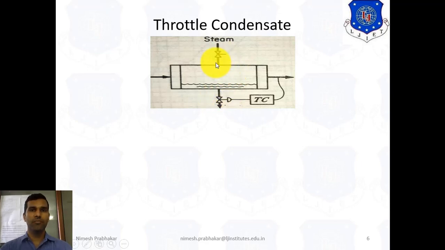The steam enters the shell, like this drum, from this direction, and when the temperature of the steam is reduced, the steam is converted into liquid. Now this liquid flows out through this valve. We can control the outlet flow of this liquid by using this valve, and our aim is to regulate the temperature of the outlet fluid. So we use one valve here. This is called throttle condensate.